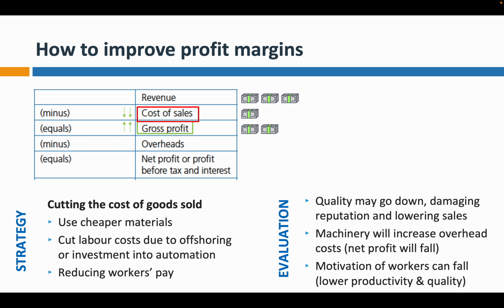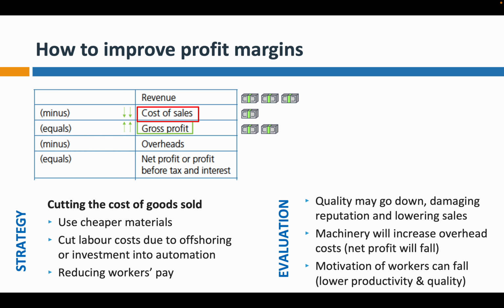Customers are going to notice, they're going to be upset. This is going to damage our reputation, maybe even lower sales. So this is just one of the possible drawbacks of this strategy. It might not happen, but it also might. So this would be an argument which you could use in an essay where you would evaluate such a strategy.